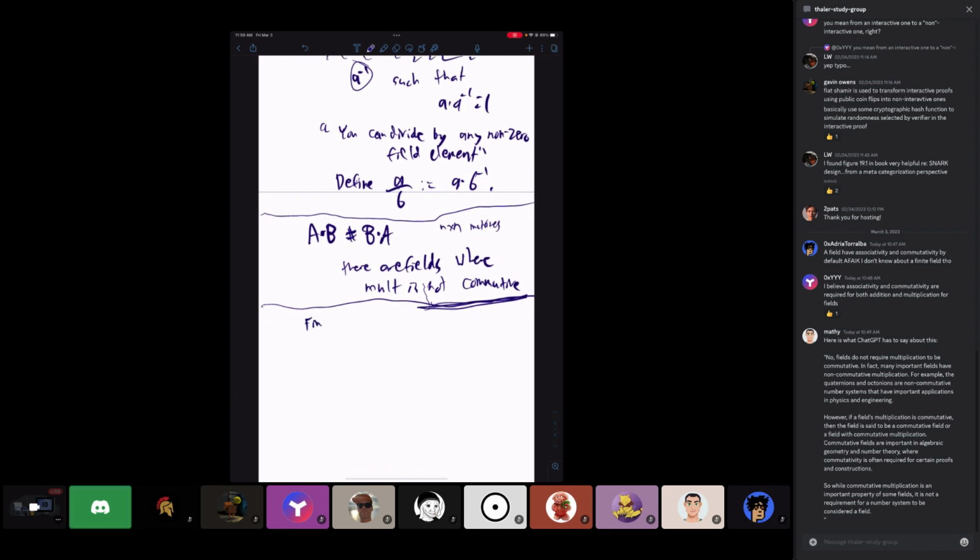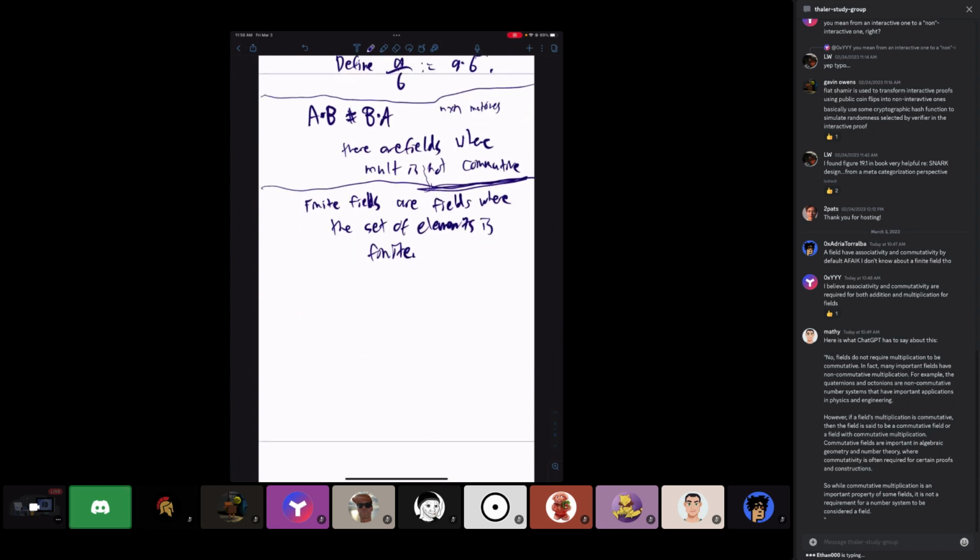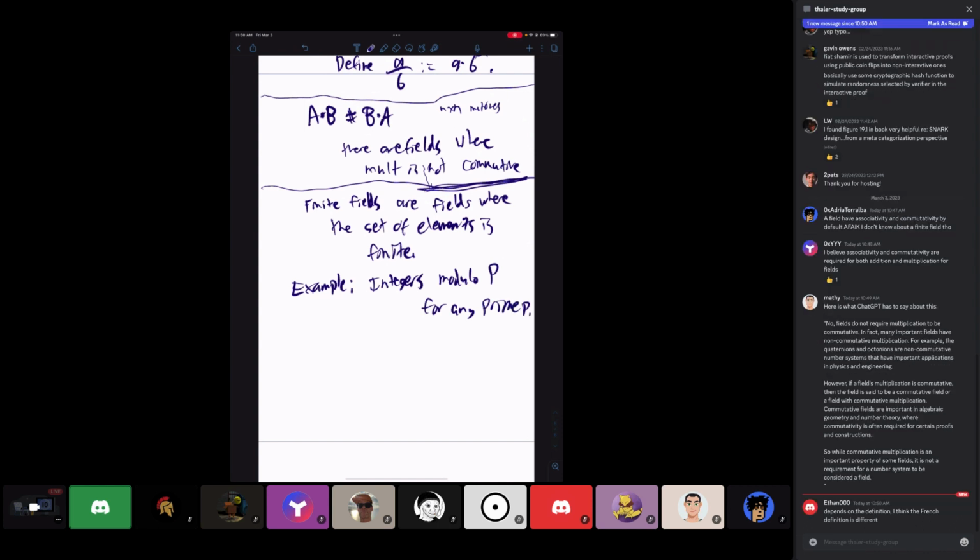Okay, finite fields. Finite fields are just what they sound like. They're fields where the underlying set of elements is finite. The main example to keep in mind is the integers modulo p for any prime p. This is always a field, always a finite field.